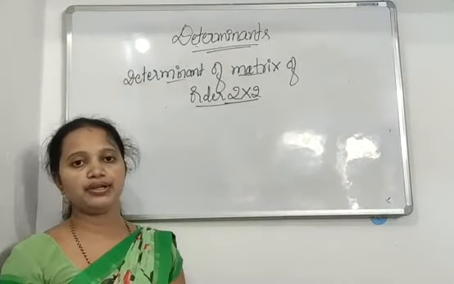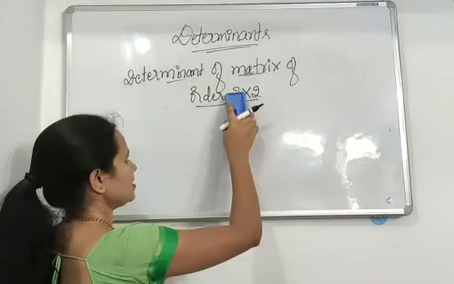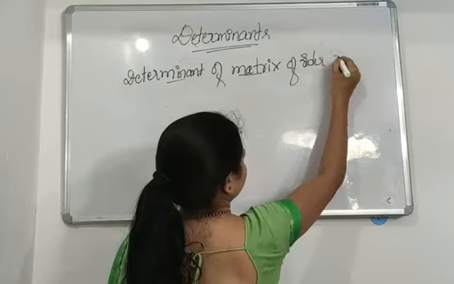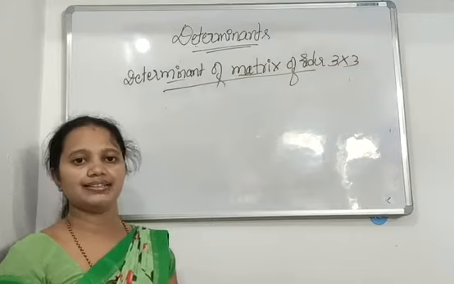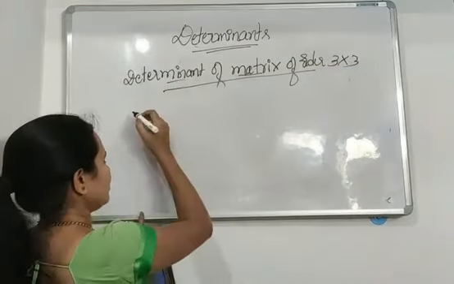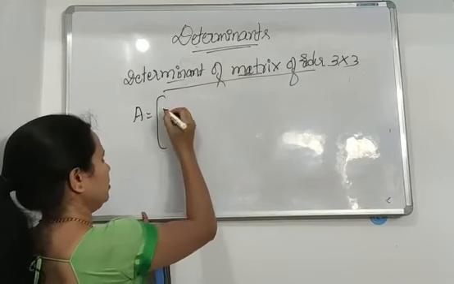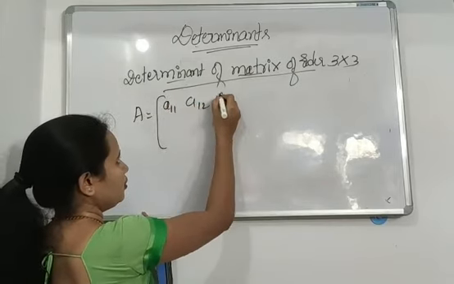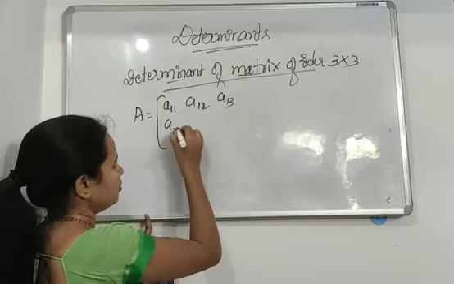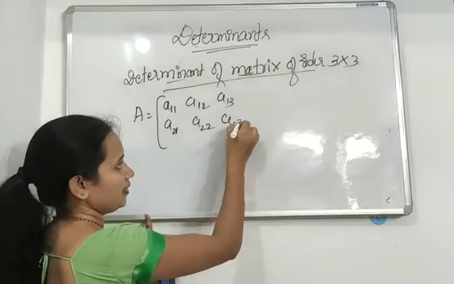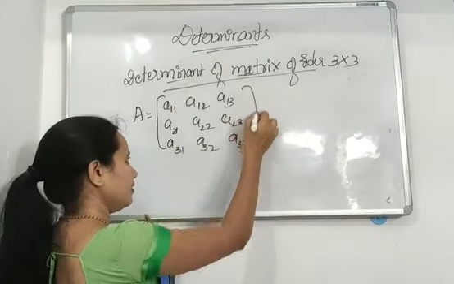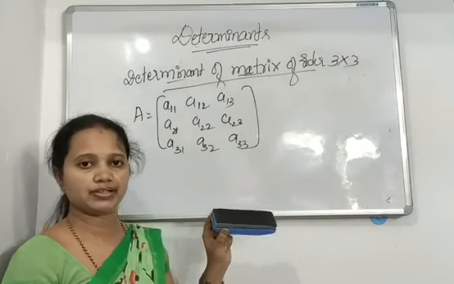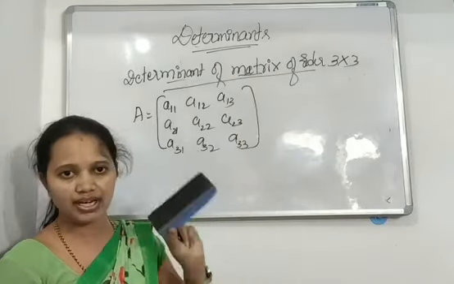So now consider the determinant of a matrix of order 3 cross 3. A 3 cross 3 matrix contains 9 elements. So let us generally take A equal to A11, A12, A13, A21, A22, A23, A31, A32, A33. So this is a 3 cross 3 matrix, and it has 3 rows and 3 columns.